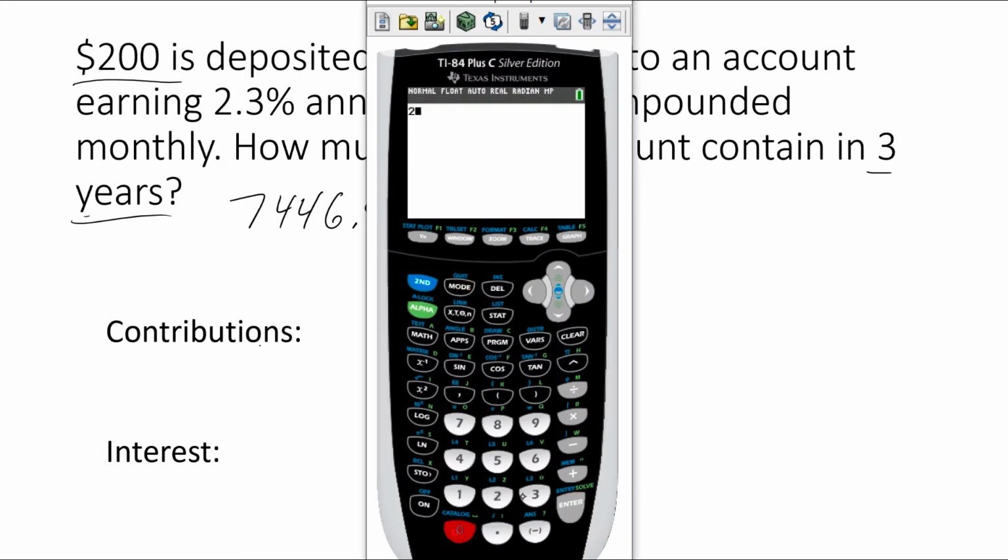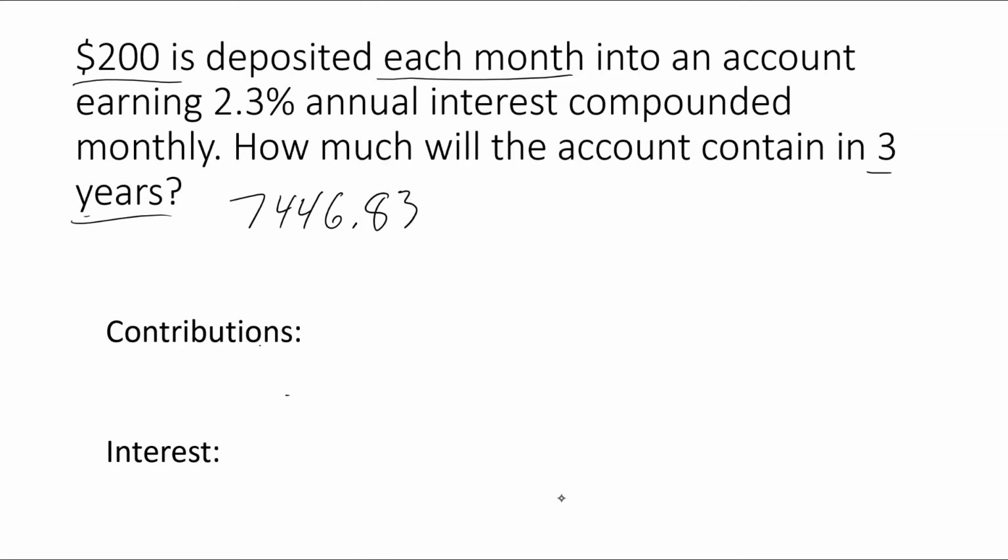So $200 times 12 times per year, since that's monthly, times 3 years. So it would be $7,200. Contributions is essentially if you just kept that money. So rather than putting it into a bank where it earns interest, if you just put the $200 into a box every month for 3 years, you would have $7,200.